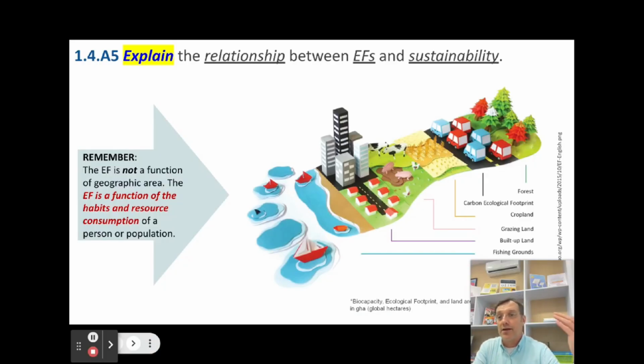All right? Explain the relationship between ecological footprints and sustainability. I just want to come back and remind you, the ecological footprint is a model. It's a theoretical tool to assess sustainability. We're looking at how much we need to stay alive year after year based on our resource use habits.